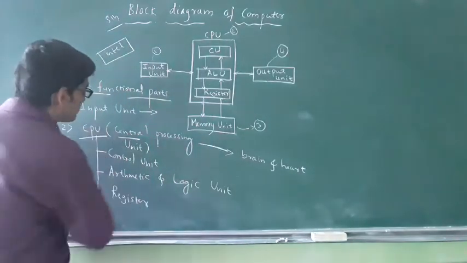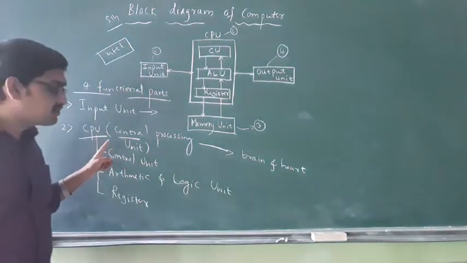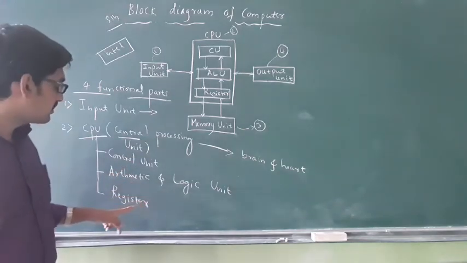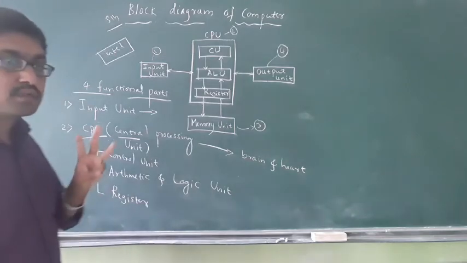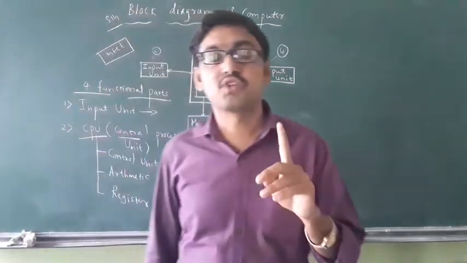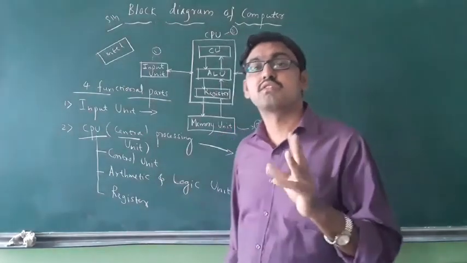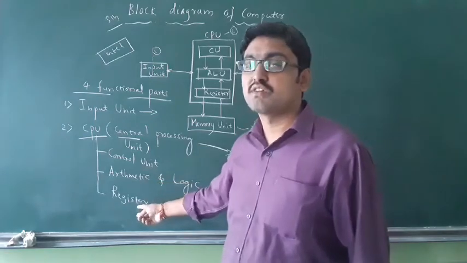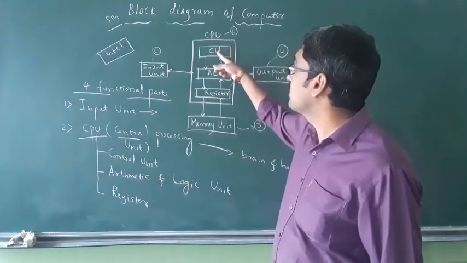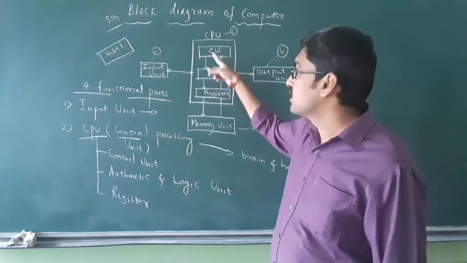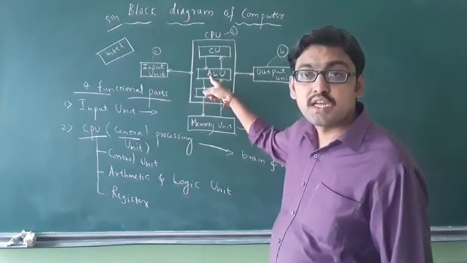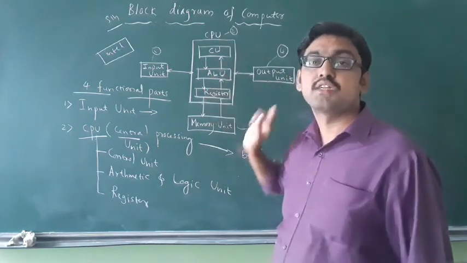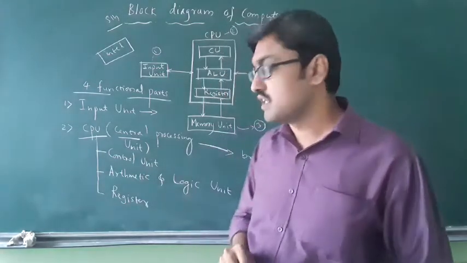What does CPU consist of? It consists of 3 parts: control unit, arithmetic and logic unit, then register. They ask this as one more question: what does CPU consist of? The CPU consists of 3 parts. One is the control unit, the arithmetic and logic unit, and the register. CU means control unit. Then ALU, they ask to expand it. ALU means arithmetic logic unit. Then register. Okay, one by one we have to study.